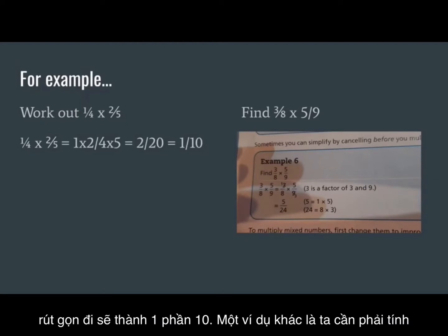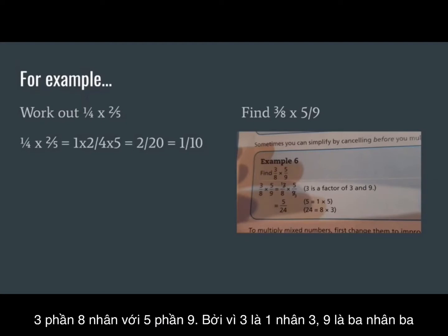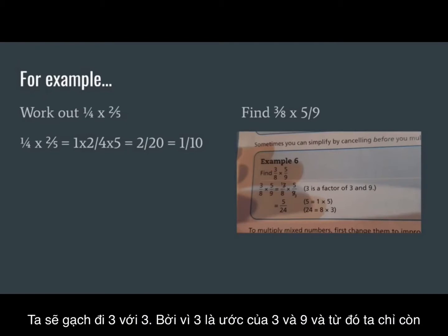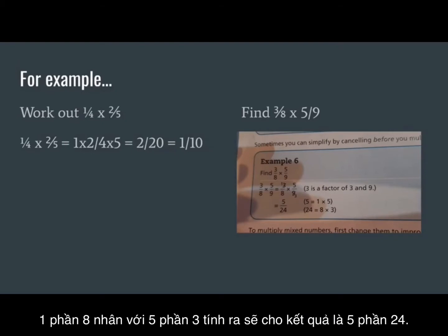Another example, we need to find 3 over 8 multiplied by 5 over 9. So because 3 is 1 multiplied by 3, 9 is 3 multiplied by 3, we cross over 3 and 3. So because 3 is a factor of 3 and 9. So therefore we only have 1 over 8 multiplied by 5 over 3, and then that gives us 5 over 24.